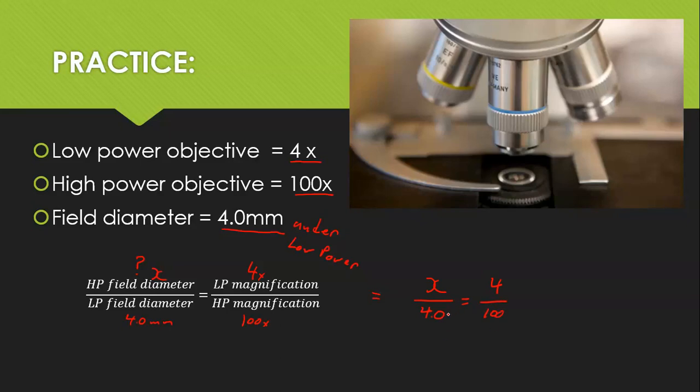And I simply multiply this side by 4.0. That's going to cross this off. And I have to do the same here. Multiply by 4.0. This gives me 16 over 100, which gives me 0.16 millimeters. And that's the field diameter under high power. Much smaller than the 4 millimeters that I can see under low power, right?